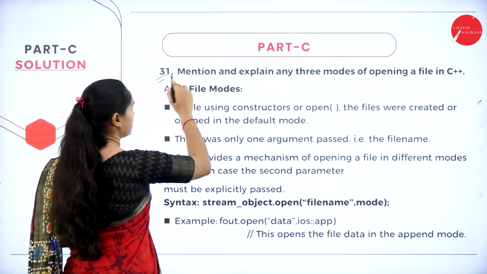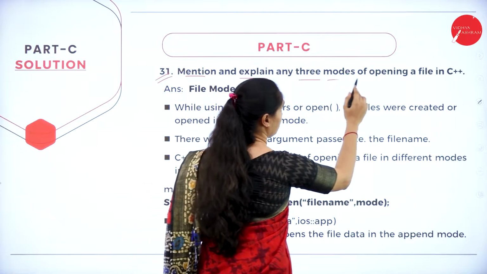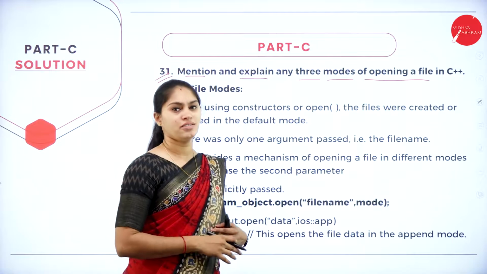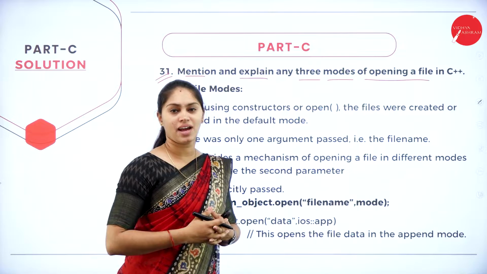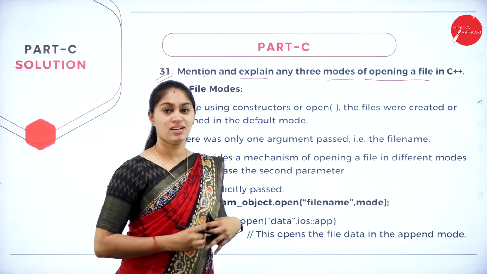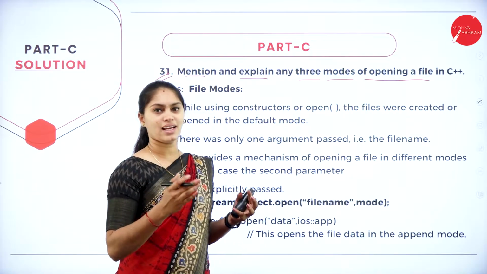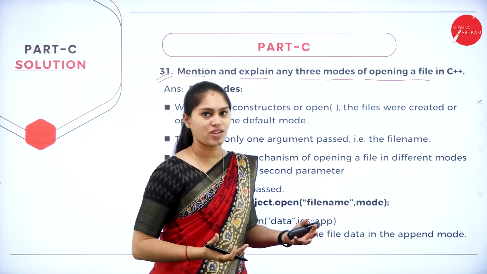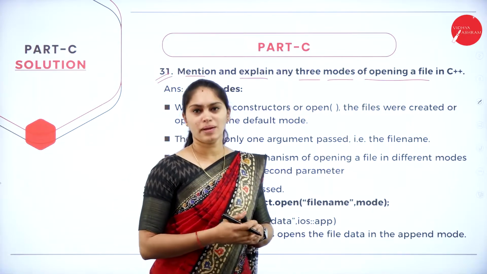We'll see question number 31. Mention and explain any three modes of opening a file in C++. As we all know, we have a text file and we have a binary file. What methods are we going to use? I can use the open member function or I can use a constructor. But when you are answering this question, you have to analyze what the situation will be when I am supposed to use a constructor or when I am supposed to use the open member function.